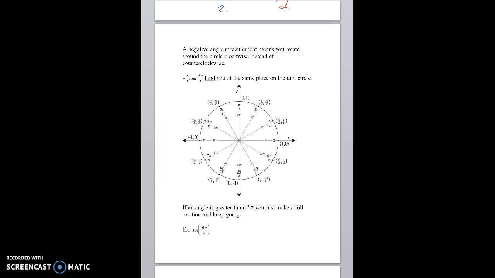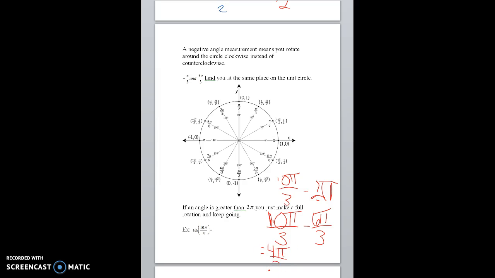So I need to figure out how much that extra is. I'm going to do 10 pi over 3 and subtract 2 pi, taking away a full lap. You need to put 2 pi over a common denominator so that you can subtract them. So 2 pi is 6 pi over 3. 10 pi over 3 minus 6 pi over 3 gives you 4 pi over 3.